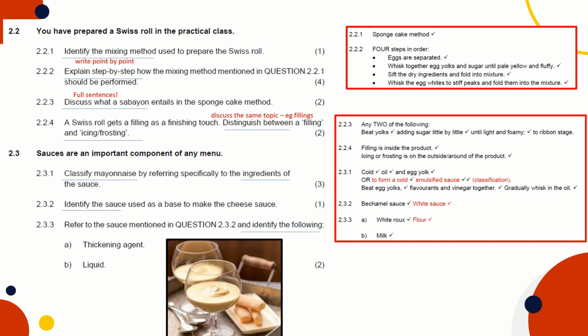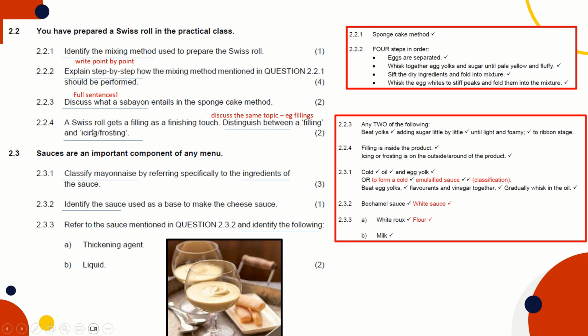The first step, the eggs are separated. The next step, whisk together the egg yolks and the sugar until it's pale yellow and fluffy. The next step, sift the dry ingredients and fold it into the mixture. And the last step will be whisk the egg whites to stiff peaks and fold them into the mixture. These are the 4 steps in the correct order. If your order is not correct, you're not going to receive marks for that.